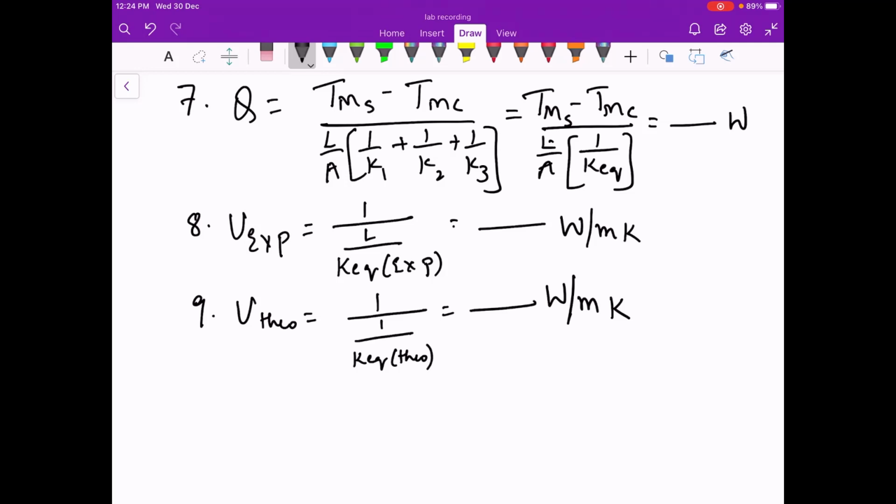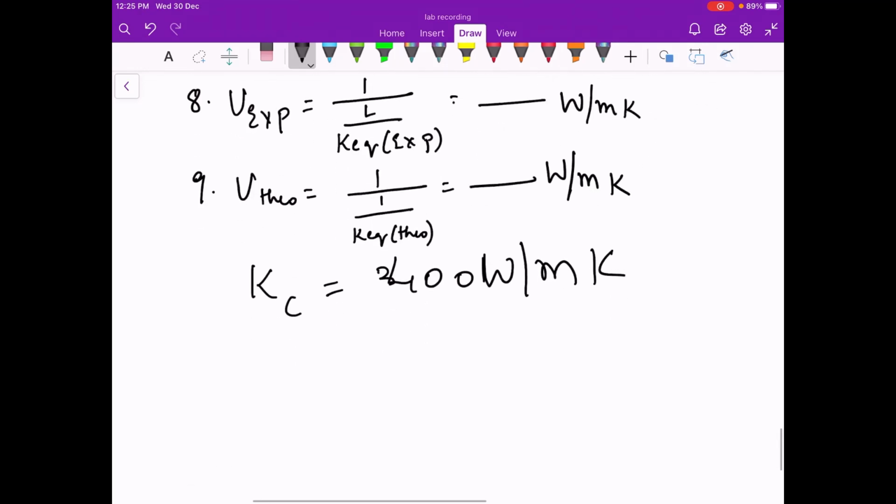Now experimentally, how do you do it? You know Q, you know TMS minus TMC, you know delta T, you know L, and you know A. So the only unknown is K equivalent. You can easily calculate K equivalent, from which you can calculate U experimental. Remember, since it is not a heat transfer coefficient, the unit is watt per meter Kelvin. Now the ninth one is U theoretical. How do you know the theoretical value? You know the value for copper. The thermal conductivity of copper will be around 350 to 400, so I'll be giving you the value for copper as 400 watt per meter Kelvin.